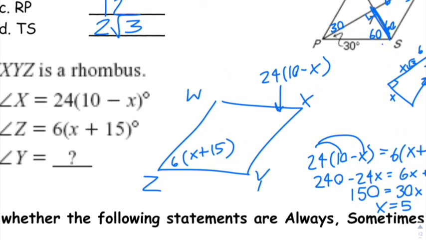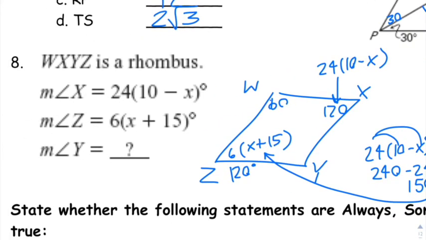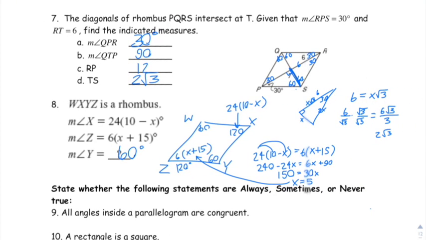Now if I know x is 5, then we can plug it back into either one of those angles. That one looks a hair easier to me. So that'll be 5 plus 15, that'll be 20, and then that'll be 120 once you multiply by 6. So it means you have 120, 120. Remember, the consecutive interior angles need to be supplementary, so angle W and angle Y must be 60 after that. And that's all you do there.